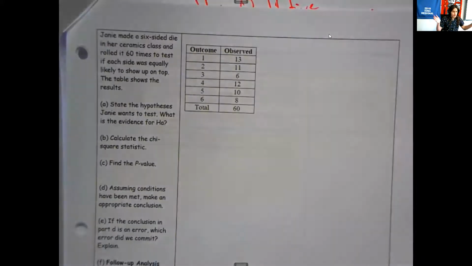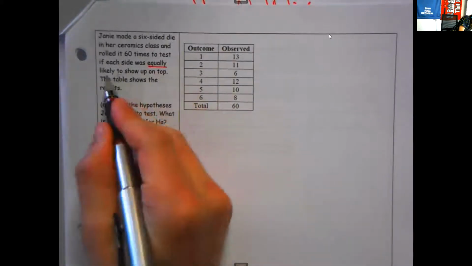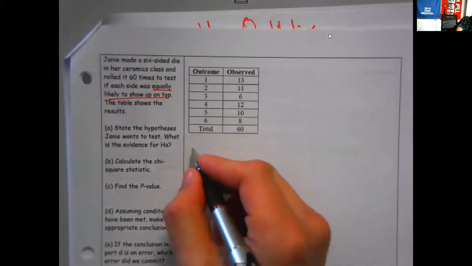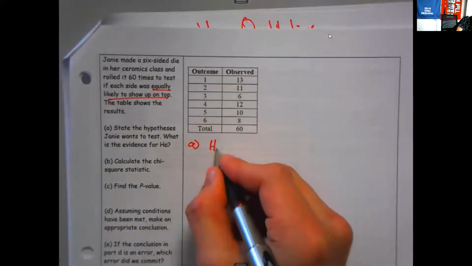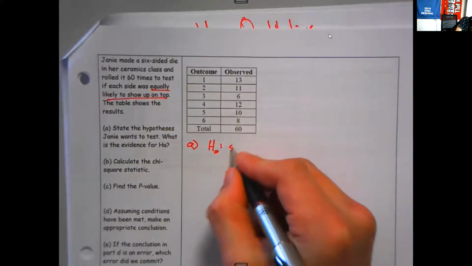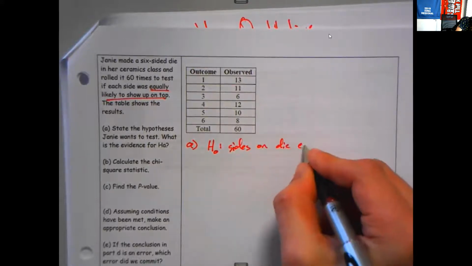So let's do a problem here. Janie made a 6-sided die in her ceramics class. Great. And rolled it 60 times to test if each side was equally likely to show up. The table shows the results. Okay, state the hypotheses Janie wants to test. What is the evidence for Ha? Well, part A, or H0, is that what? The sides on your die were equally likely.